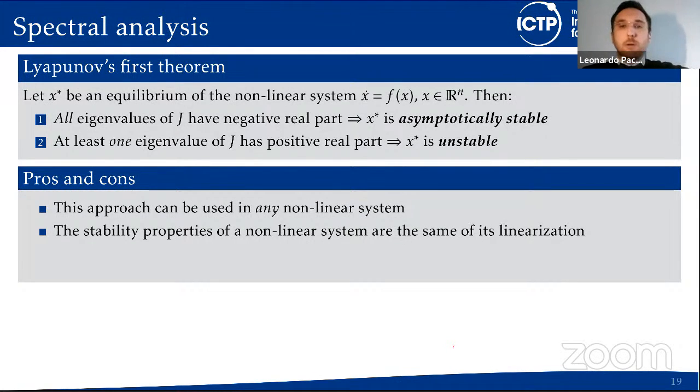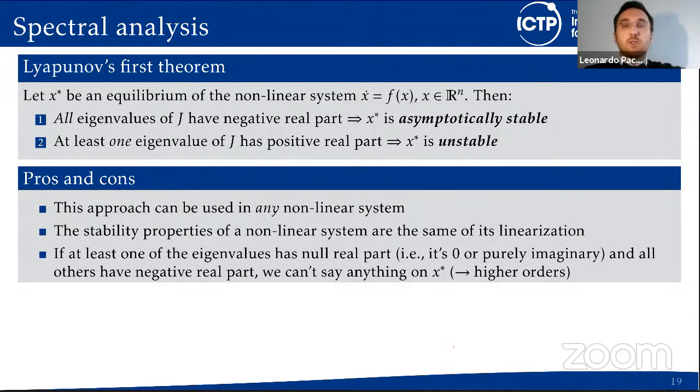The price that we have to pay for having an approach that is simpler and easier to apply is that it doesn't necessarily always give us all the information on an equilibrium. You see already that it can only tell us if an equilibrium is either asymptotically stable or unstable, but there are also cases where this approach can't tell us anything about an equilibrium, because if we have at least one eigenvalue with no real part and all other eigenvalues with strictly negative real part, we are in neither of these two cases, and so we cannot say anything.